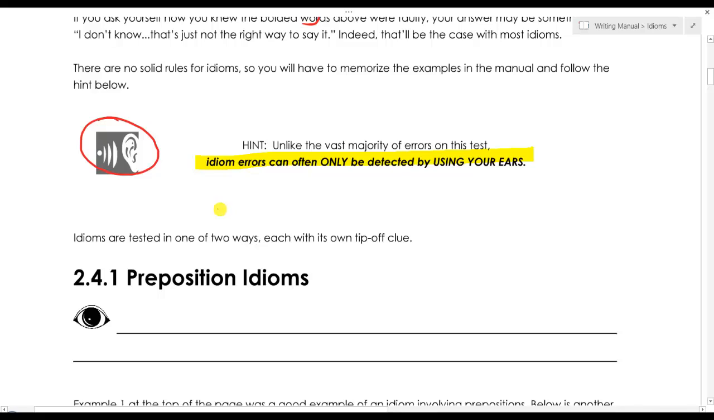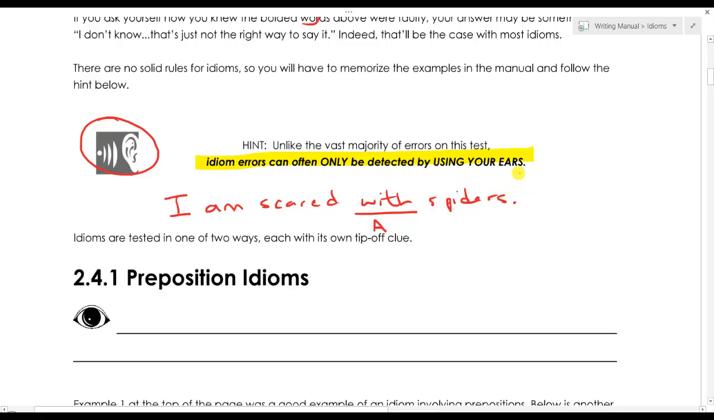So for instance, if I'm going to use a really simple example. Let's say that you were to see, "I am scared with spiders." Let's say that you were to see this on the test and that "with" was underlined. I am scared with spiders. Let's say this was answer choice A.